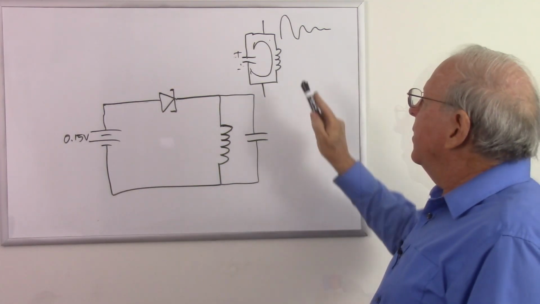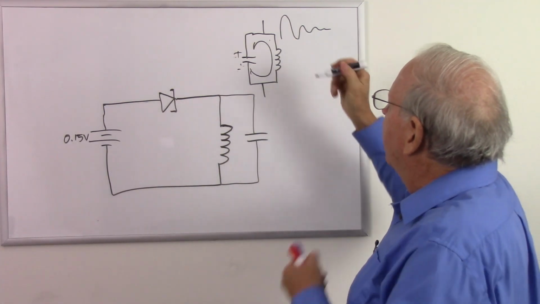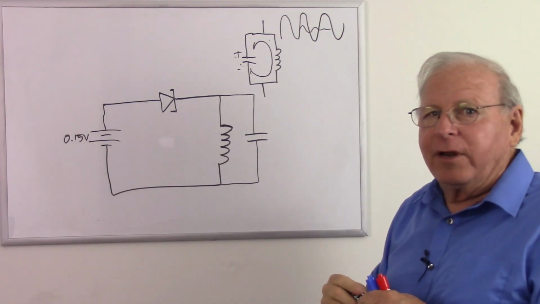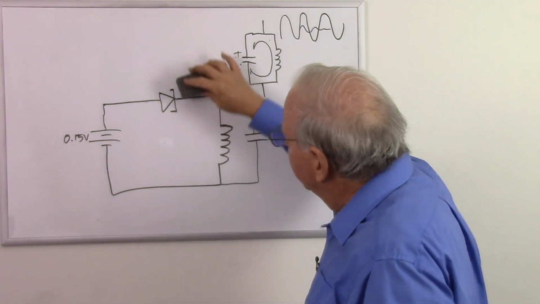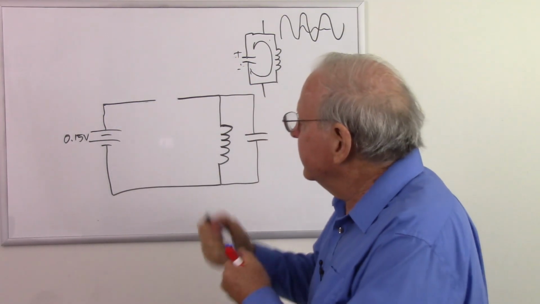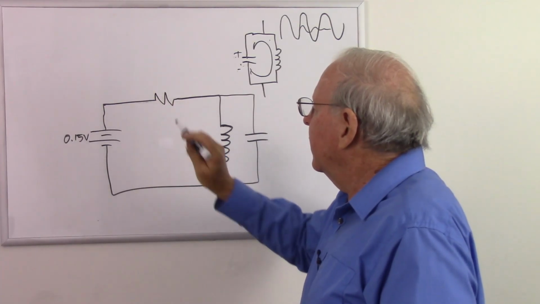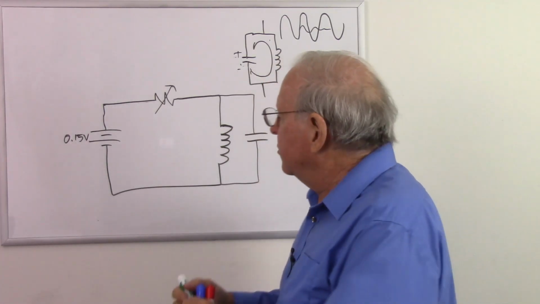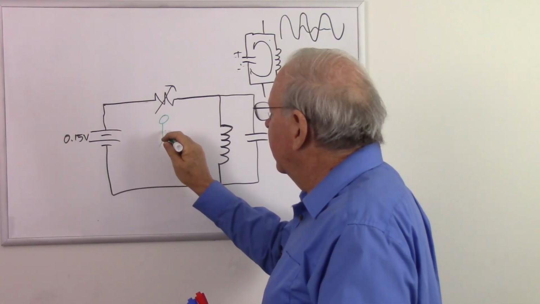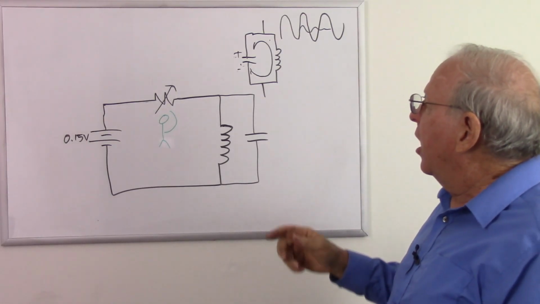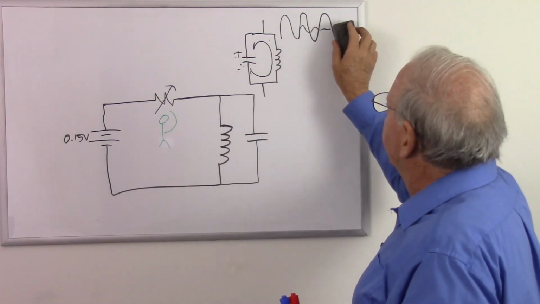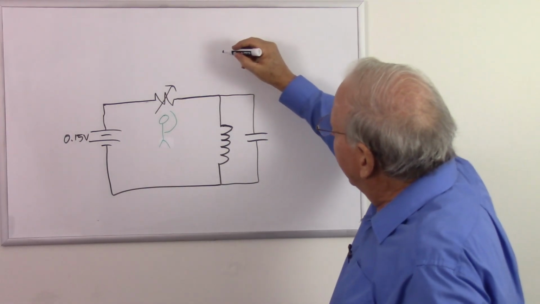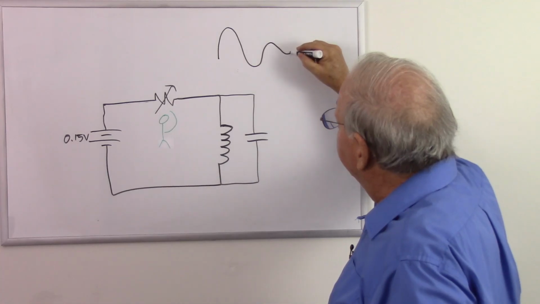Okay, now, if we want an oscillator, we need to somehow keep that energy in the circuit. We don't want it to dampen out. How are we going to do that? Well, let's change this to a resistor, and make that a variable resistor. And now what we're going to do is have our little green man get in there, and he's got a job here. He's controlling that variable resistor, and his job is to watch our oscillations as they dampen out.